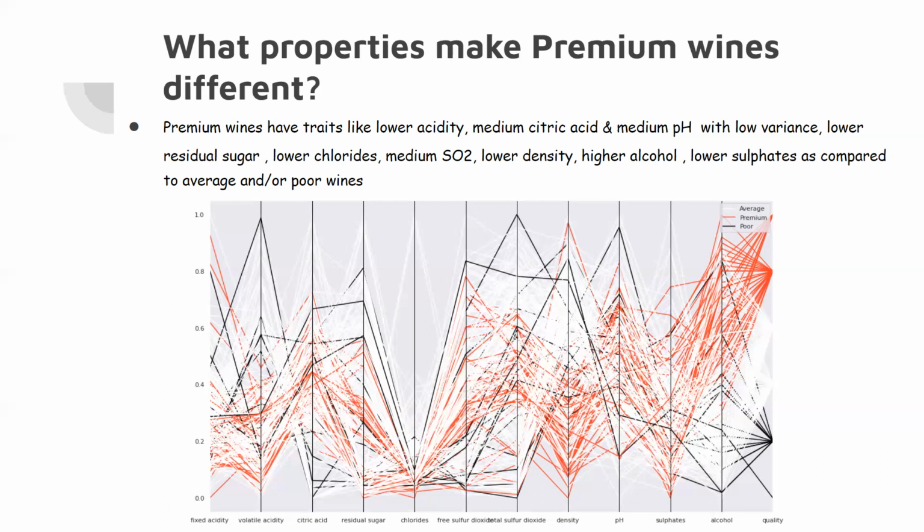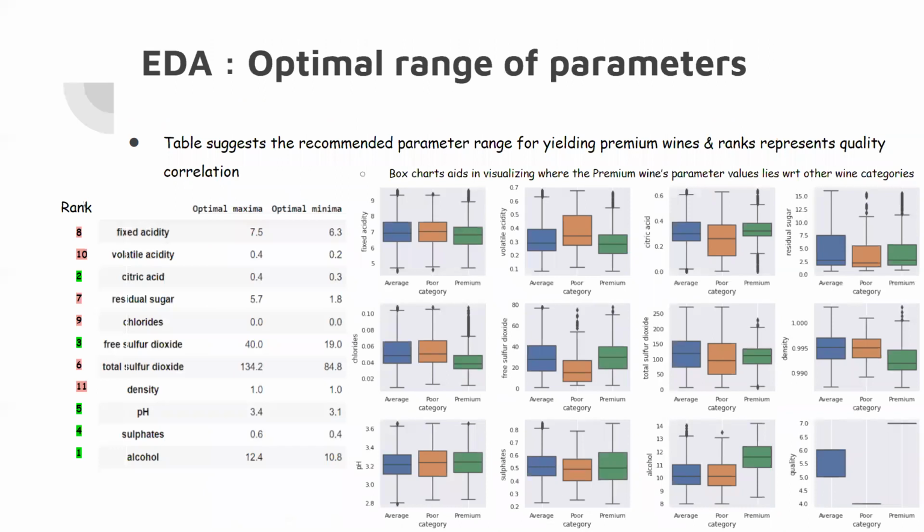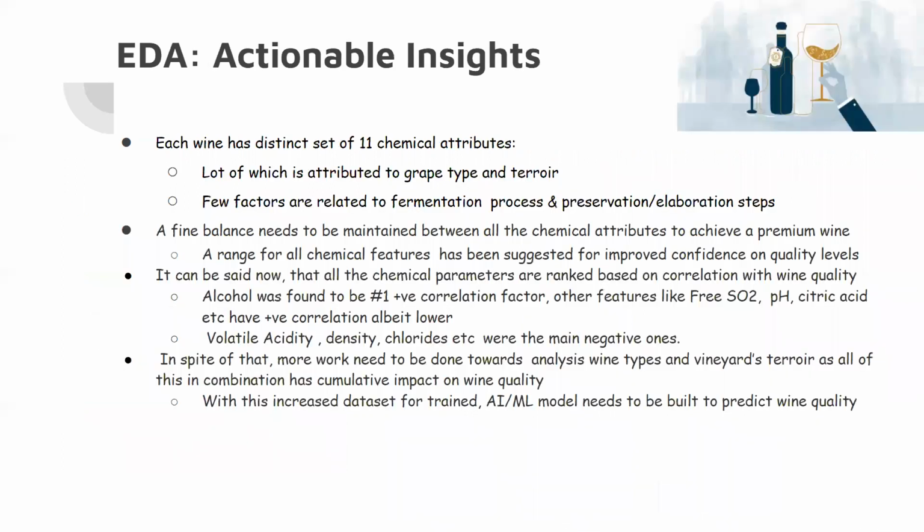Or chlorides are again low in at least some of the premium wines, and some higher. So again, it's another representation. Based on that, I came up with a rank, with green indicating the positive correlation factors and red indicating negative correlation factors, and what possibly needs to be tightly controlled to get a good quality wine and so on. But these are again guesstimates at best.